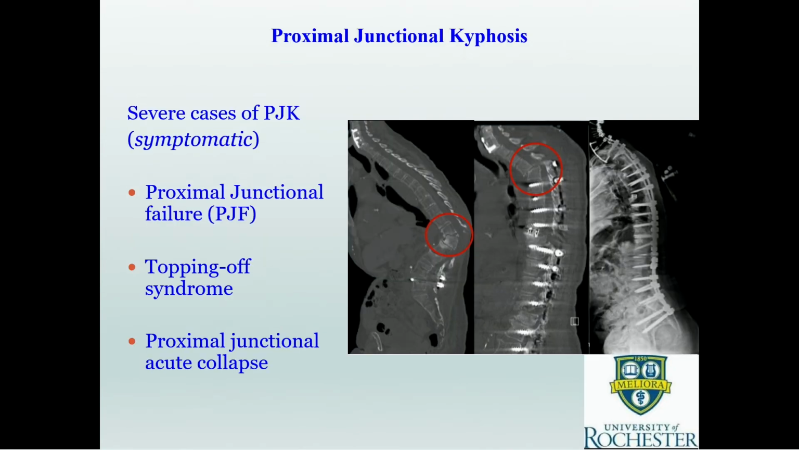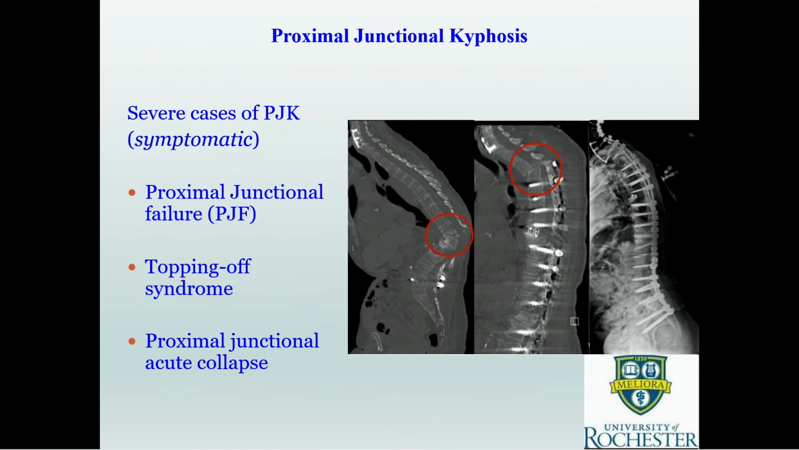Other descriptions: when you're dealing with your residents or your fellows or even your colleagues calling you for consult, we sometimes use different terms to describe PJK. If the resident calls me and tells me I have a patient in the ED with a proximal junctional failure, to me that's different from saying PJK, because failure means it's someone who needs surgery or someone who's symptomatic. So PJF is another term used to describe PJK, the more severe or symptomatic form. Also topping off syndrome or proximal junctional acute collapse.